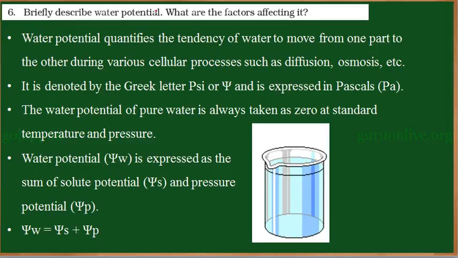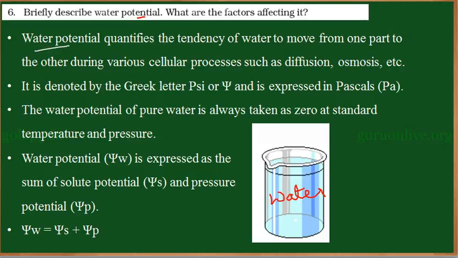Briefly describe water potential. What are the factors affecting it? So the word potential represents the free energy available to do work. We know that every system has certain free energy which is available to do work. Similarly, water also has certain energy to do work. The measure of this potential energy present in water is called water potential.